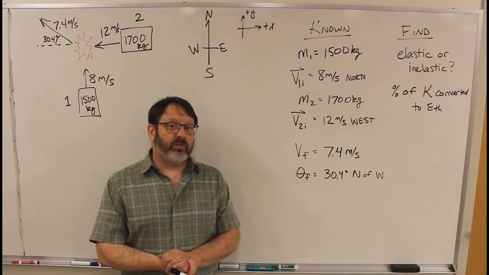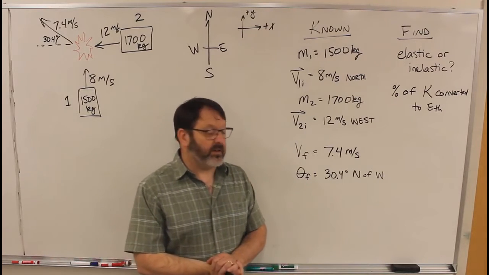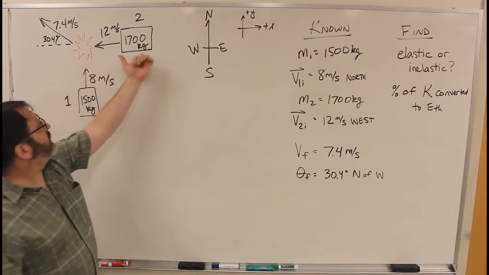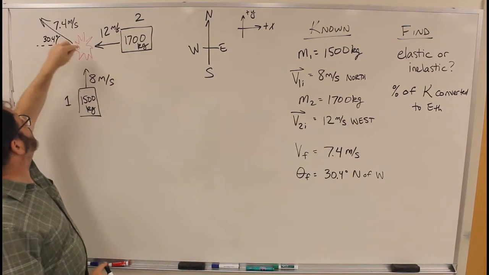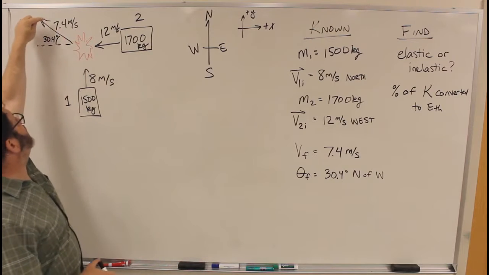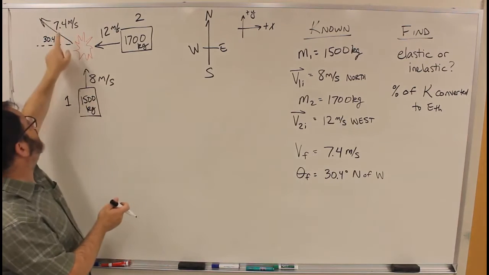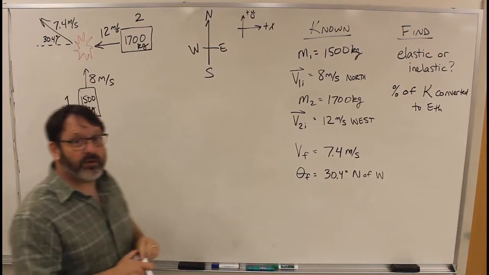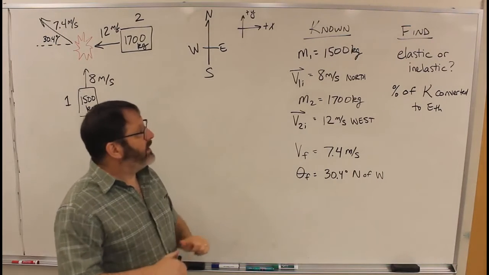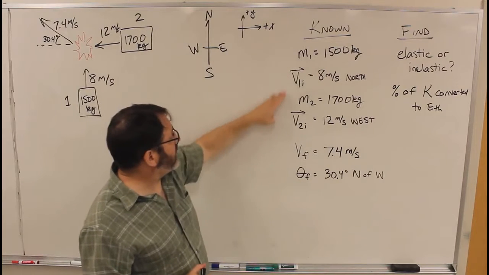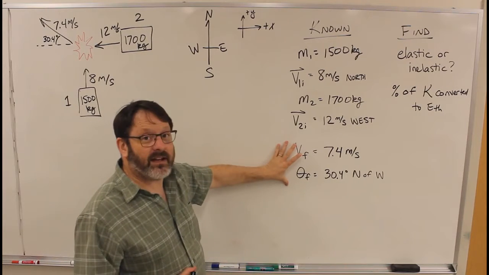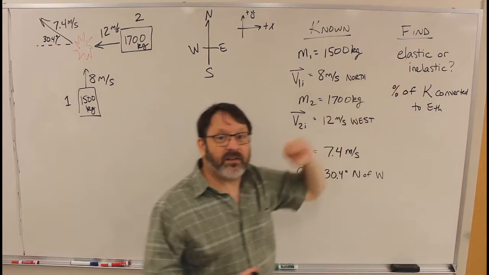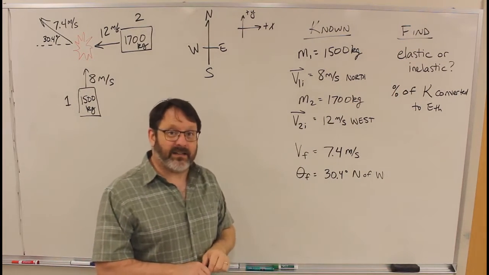So looking at the two-dimensional car crash problem that we did earlier, one car was coming in toward the north, the other was going to the west. There was a collision, and we found that they go off stuck together at 7.4 meters per second at an angle 30.4 degrees north of west. So these are all the same knowns as before, except now I've added what we found before also to the knowns. First thing we want to know, is the collision elastic or inelastic?